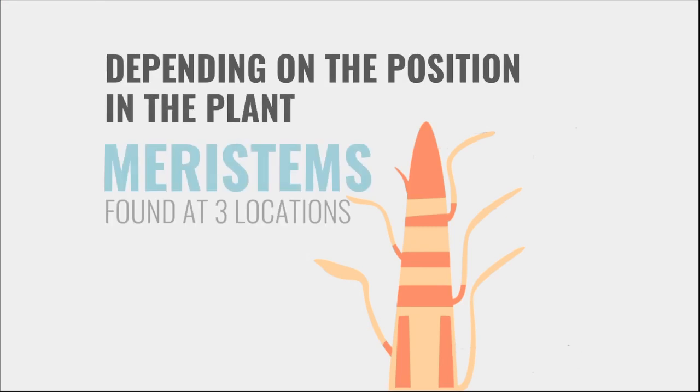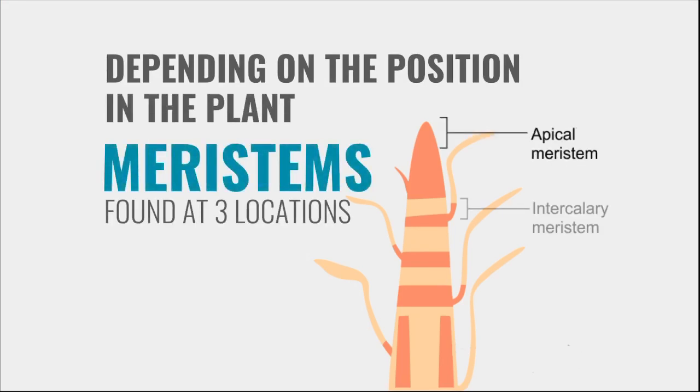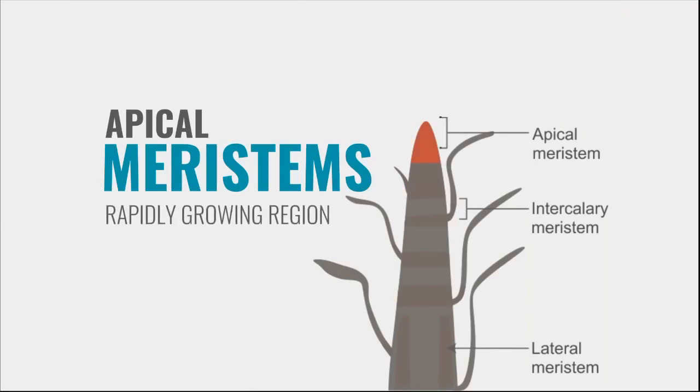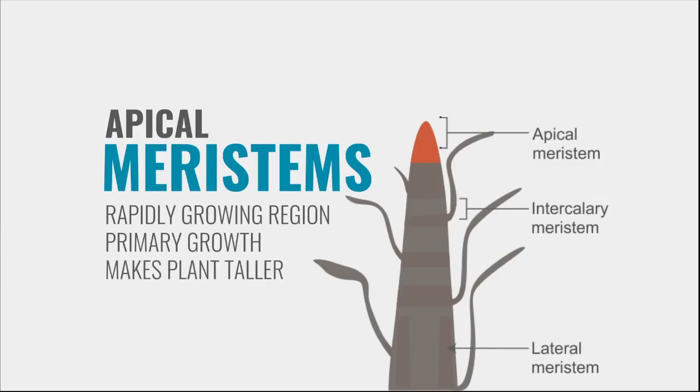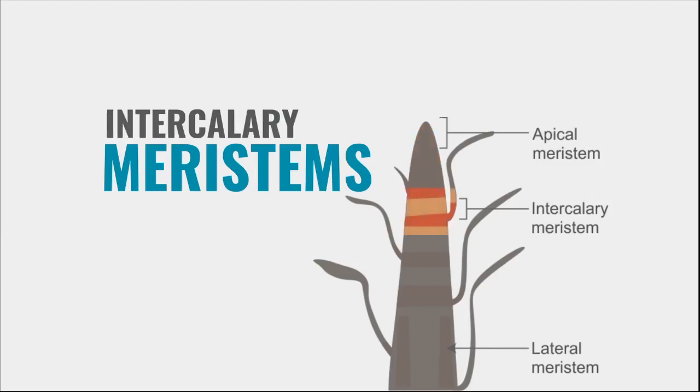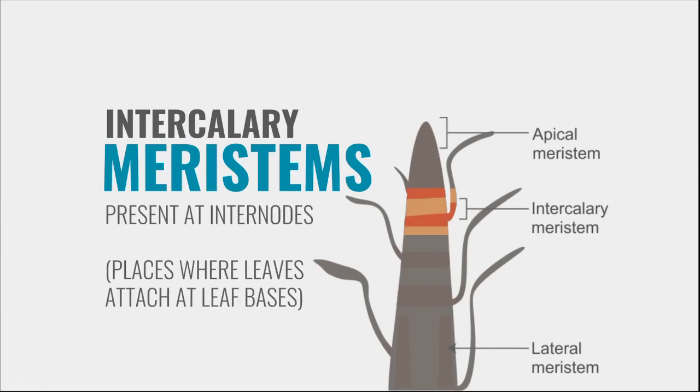Meristems can be classified into many types, but based on the position in plants, there are three. First is apical meristem, which is the region of rapidly growing cells, mostly found at the plant's root and shoot tips. It is the primary growth, which makes the plant taller. Second is intercalary meristem, which is present at internodes and leaf bases. Internodes are places at which leaves attach.